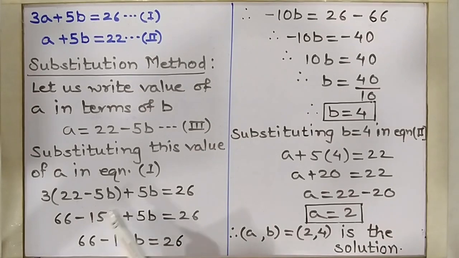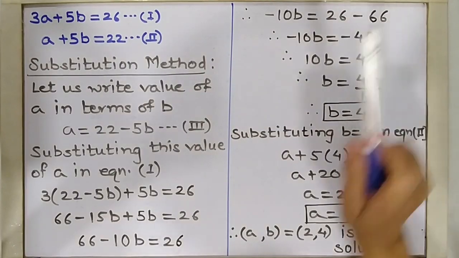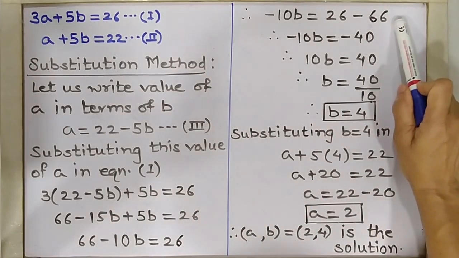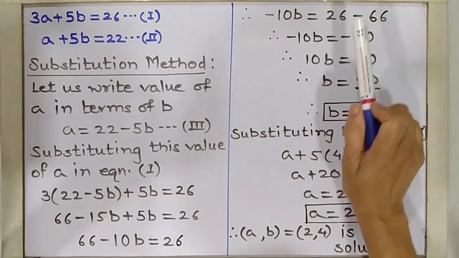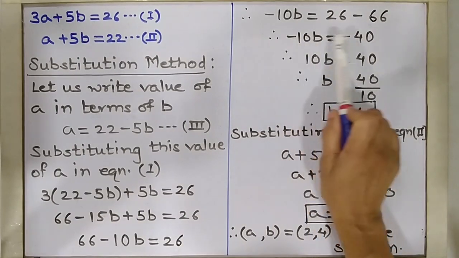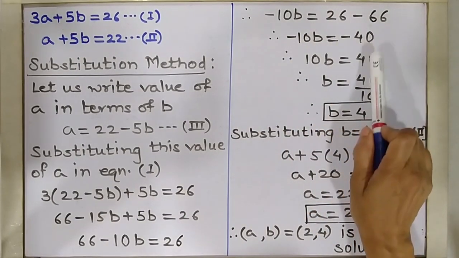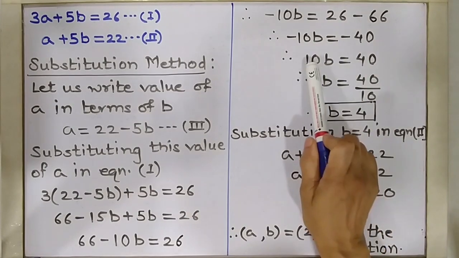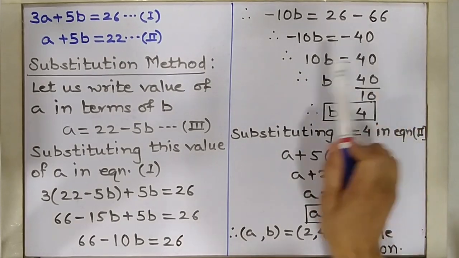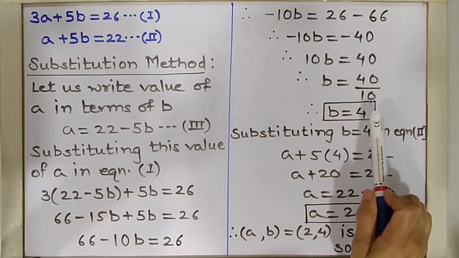66 minus 15b plus 5b is minus 10b, is equal to 26. This is plus 66. I'll shift it to the other side of the equal to sign. It becomes minus 66. So I get minus 10b is equal to 26 minus 66. 26 minus 66 is minus 40. So I'll remove the minus sign from both sides. I'll get 10b is equal to 40. 10b is 10 into b. When it shifts to the other side of the equal to sign, it becomes divided by. So I get b is equal to 40 divided by 10. b is equal to 4.